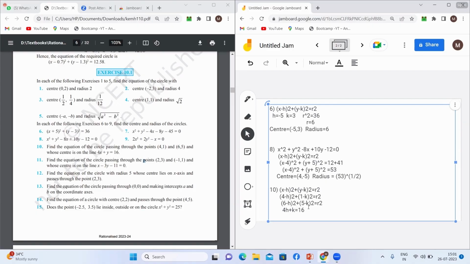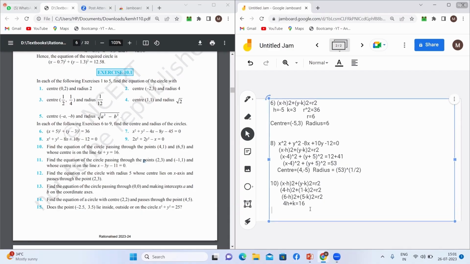So 4h plus k equal to 16. Okay, so we have three equations, we have three variables, we can easily solve this and get to our answer. So let me do that. Opening the first equation, I will get 16 plus h square plus k square plus 1 minus 8h minus 2k equal to r square. Okay, equal to r square.